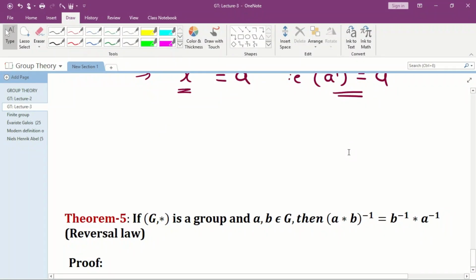Okay, we shall go to the next property, that is, if G star is a group and A, B are any two elements of G, then A star B whole inverse is equal to B inverse star A inverse. And we call this as reversal law. And you can state this as inverse of product of any two elements is equal to product of their inverses. Okay, we shall prove this.